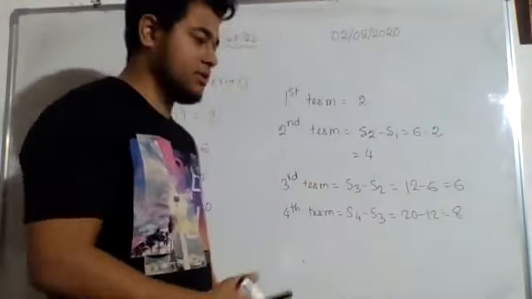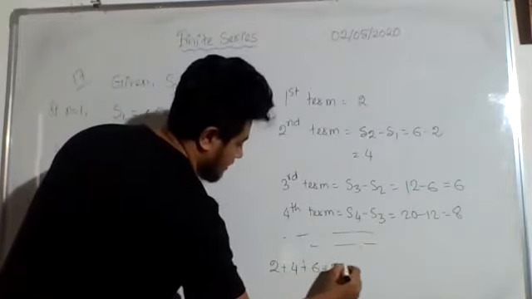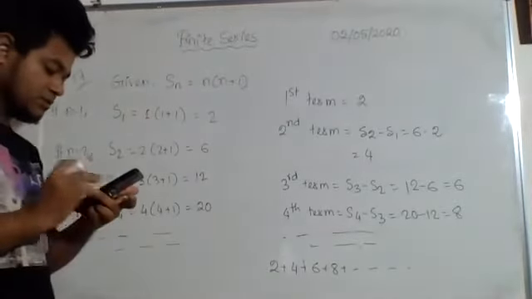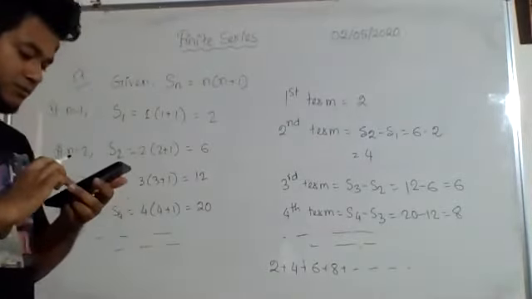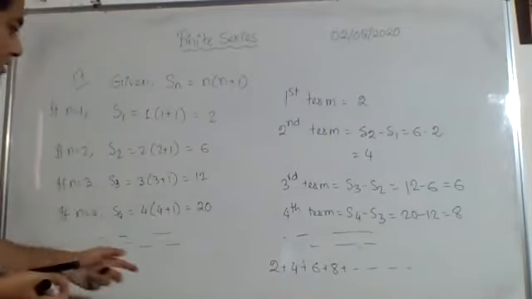So finally it will continue, and then we can form the series like this: 2 plus 4 plus 6 plus 8 plus dot dot dot, it will go. So this is how you have to form the series. Is it okay? They told us to find this and we found the series.